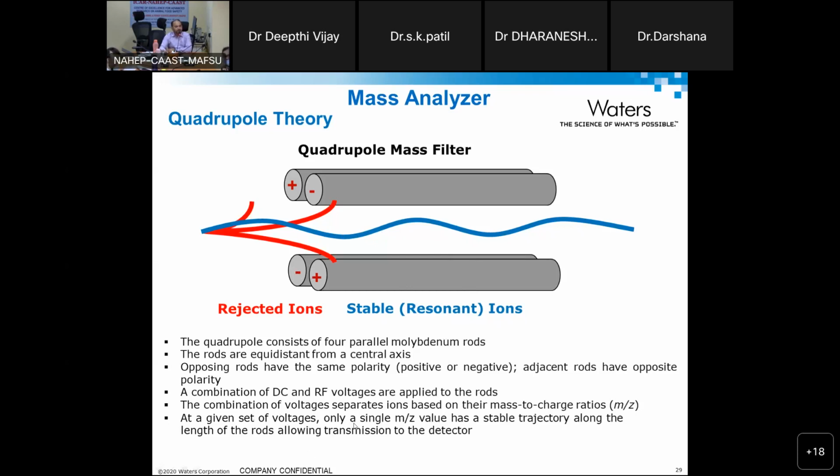So at a given set of voltages, only a single m/z value will have a stable trajectory along the length of the rods, allowing transmission to the detector. Now suppose in the software I give a command that only blue ions should have a stable trajectory and all the other ions should be rejected. Then only blue ions will have a stable trajectory through the quadrupoles and move to the detector. All the other ions will be rejected or deflected in the quadrupole. Okay, so that's how you improve the selectivity or specificity when you work on mass spectrometers.